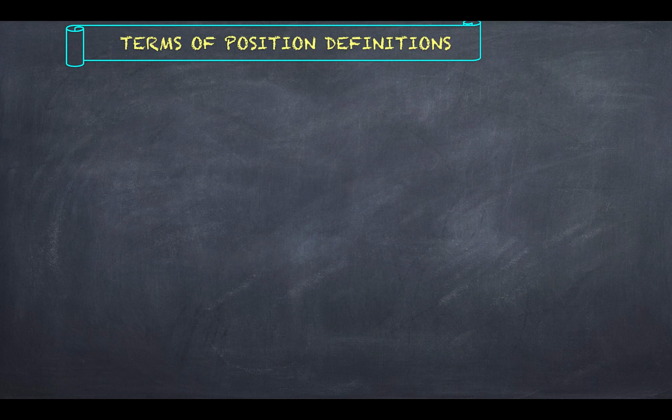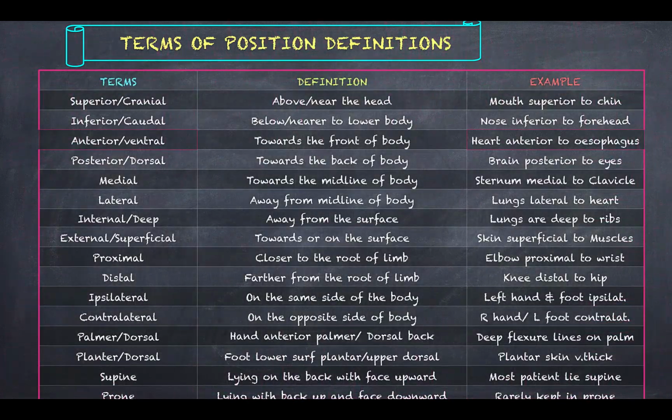Terms of position definitions are in this table. I will not go with a single one, because all these things are found in every book. Every book of anatomy will give you this sort of table, or a series of definitions in a similar manner. So we will study all these terms while describing the organs. This is the table of all the positions.